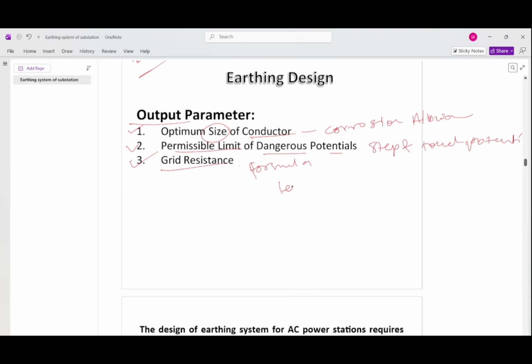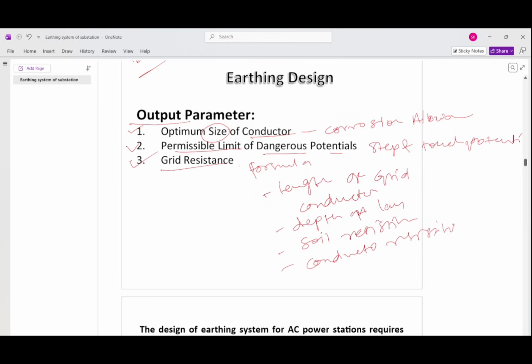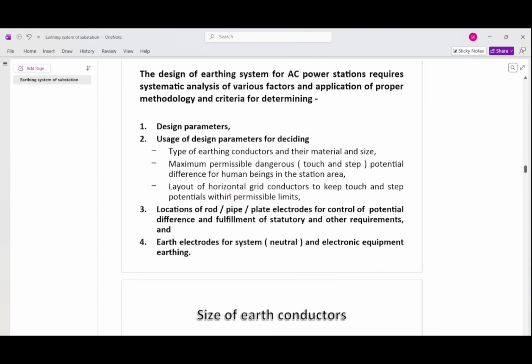Here, the length of grid conductor, depth of laying, soil resistivity, and conductor resistivity are important. So these are the important parameters.